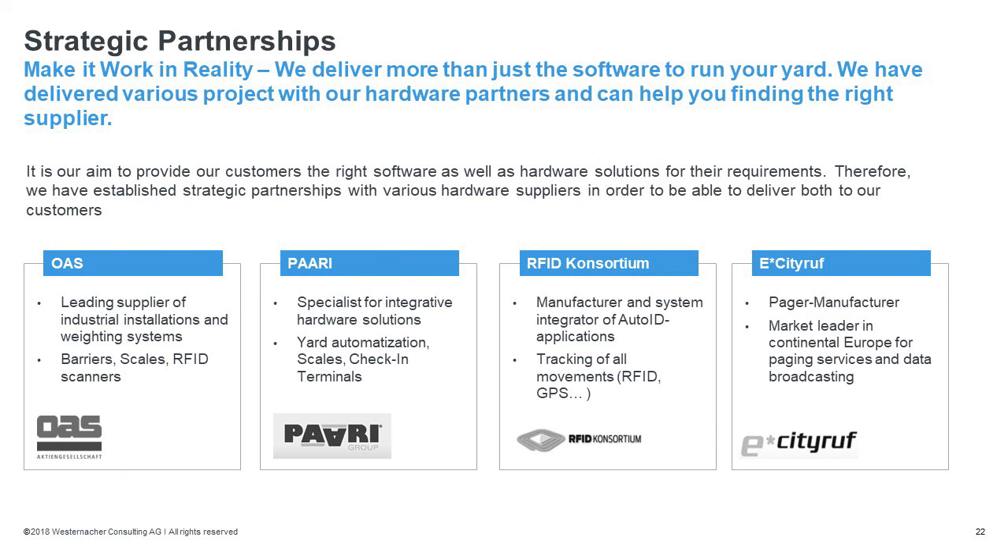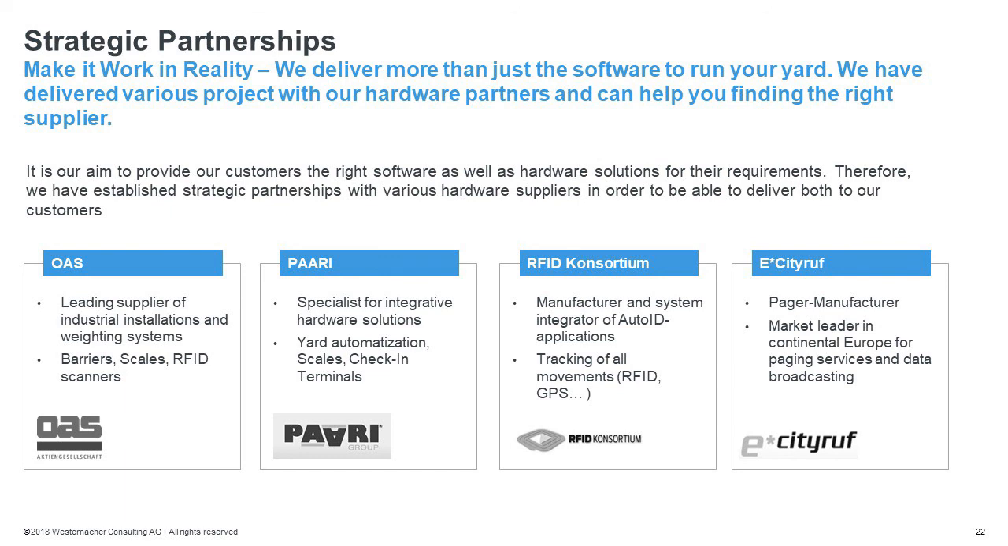So one example would be that a truck arrives and the barrier that is up front is then connected with SAP Yard Logistics, and the RFID readers are speaking with those terminals. One of the competitors, but still our partner, is Pari. They are basically doing the same integration here, and they're doing the same as OAS. They have also some scales, some check-ins, some terminals, this is also being integrated.